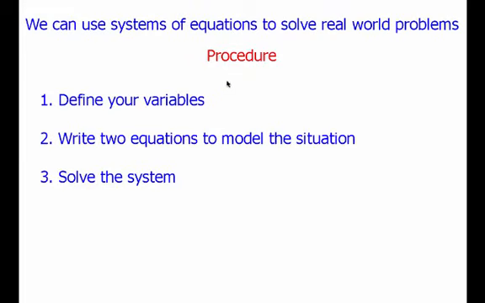Our procedure is pretty simple. Our first step is just to define our variables. So we're going to look at our problem and say, okay, what does x mean? What does y mean? What sort of real-world things do they stand for? Second step is going to be to write two equations that model the situation. We're always going to be writing two equations, and we're going to find the information we need on how to write those two equations from whatever word problem we're working with.